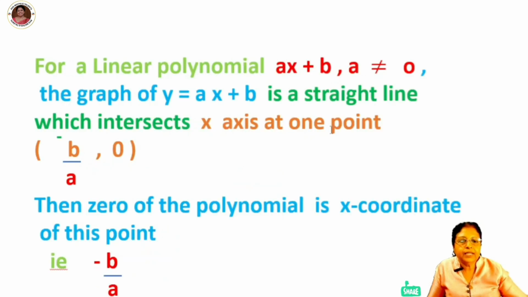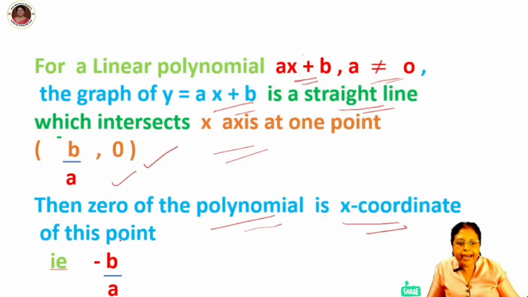So, you can say, for a linear polynomial ax plus b, a not equal to 0, the graph of y equal to ax plus b is a straight line which intersects the x-axis at one point. What is that point? Negative b upon a, 0. Then you can say the 0 of the polynomial is the x coordinate of this point, and that is negative b upon a.